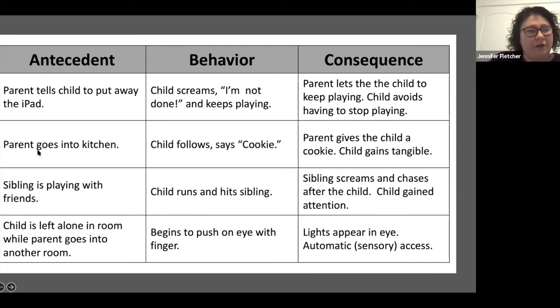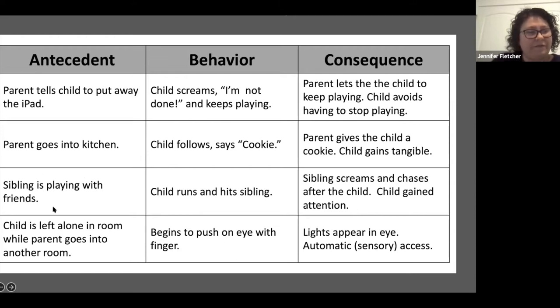Okay, for the second one, the parent goes into the kitchen. The child follows the parent and says, "Cookie." The parent gives the child a cookie, so the child gains a tangible. Because the child said cookie, they gained a tangible. And in the previous one too, because the child screamed, they got to keep playing.